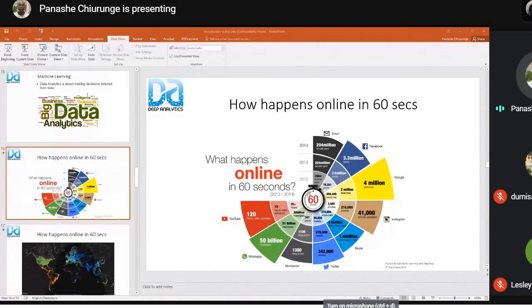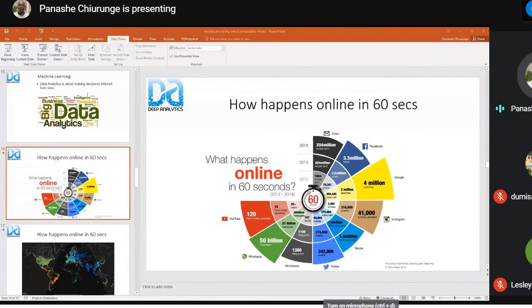And then if we look at, for example, Facebook posts in 2012, there were 79,361 Facebook posts that were sent every 60 seconds. In 2014, 3.3 million. In 2020, it's around 20 million Facebook posts every 60 seconds.